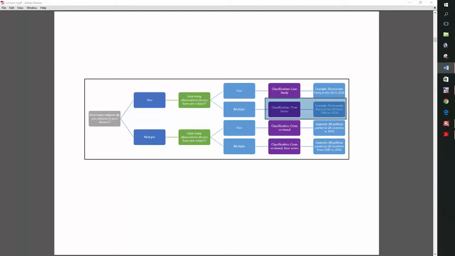If we examined all political parties in all countries' candidate selection procedures in 2016, we would have a cross-sectional variable because we would have multiple subjects, all political parties in all countries, with 1 observation each in 2016. And finally, if we examined all political parties in all countries' candidate selection procedures from 1945 to 2016, we would have a cross-sectional time series variable because we would have multiple subjects, all political parties in all countries, with multiple observations from 1945 to 2016.